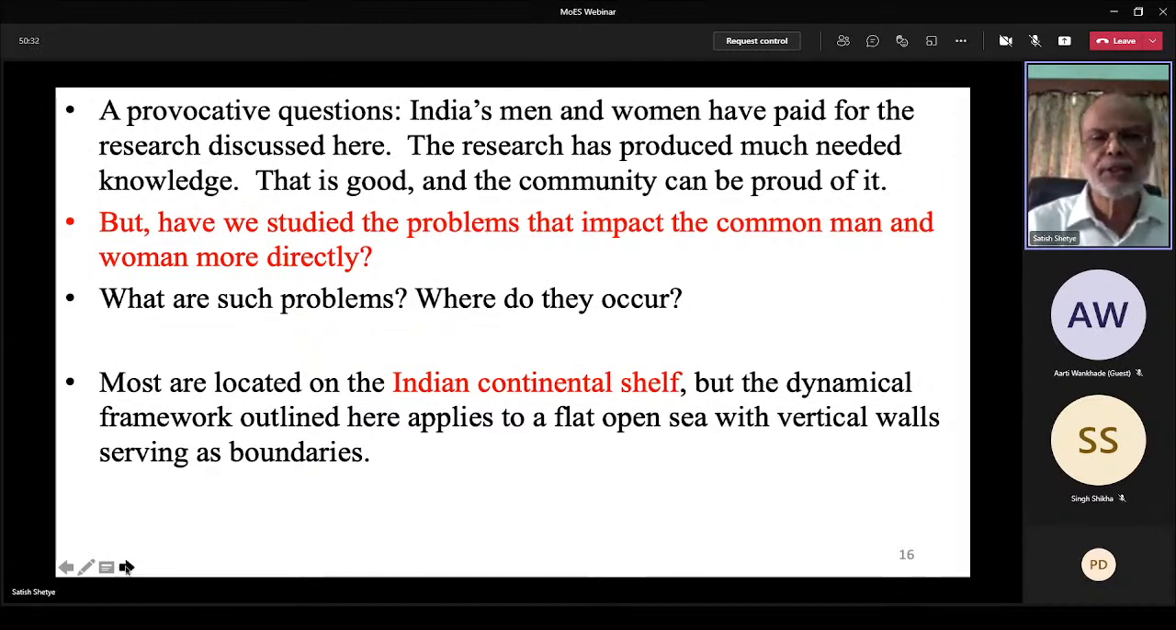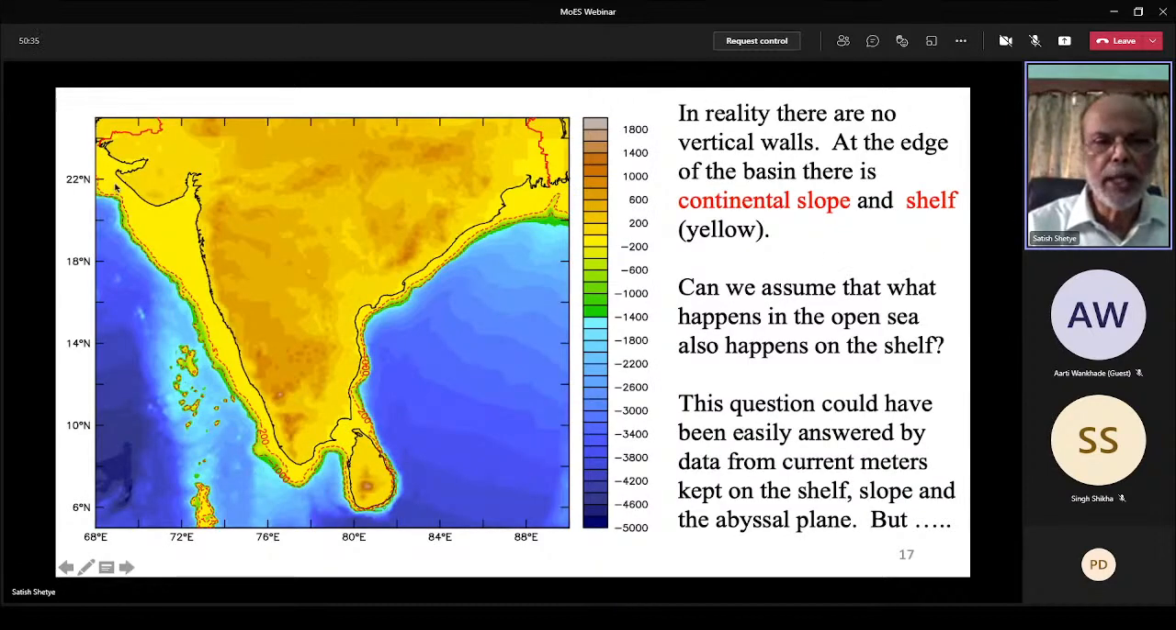Next figure shows that the yellow area is the continental shelf. It's just next to the slope where this red line, 200 meter, is next to the 1,000 meters. So there, the slope topography changes quite dramatically. And it is in this region, the yellow region, where most of our day-to-day problems are. And I will explain that a little later.